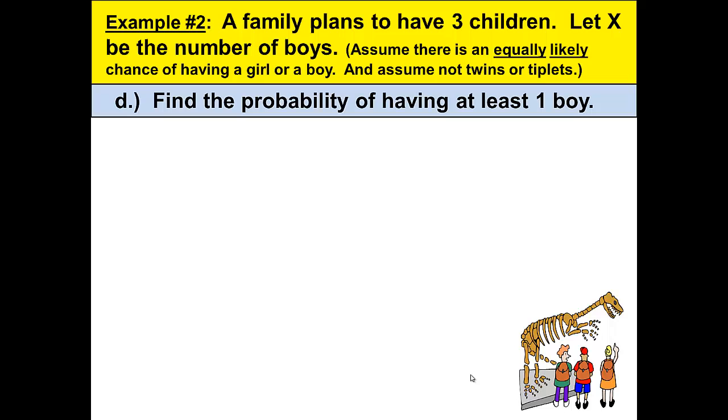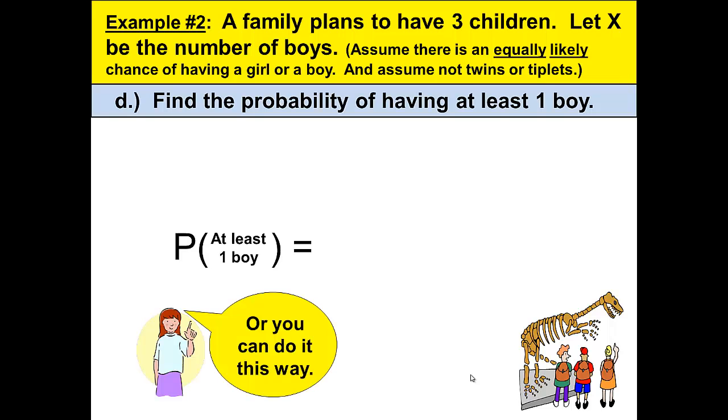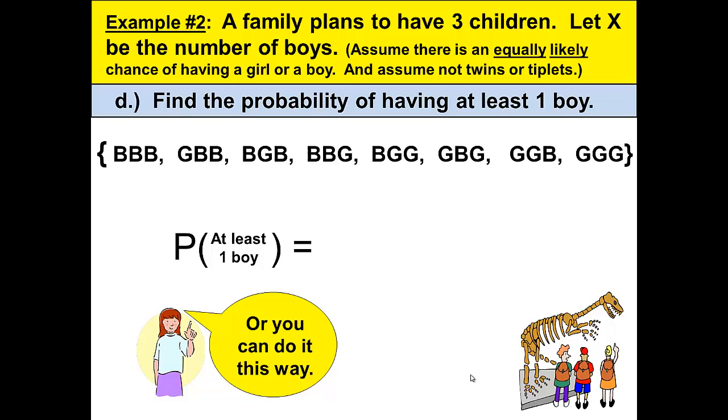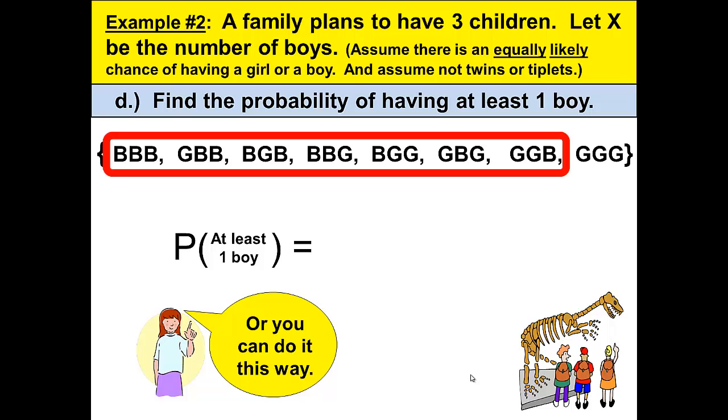Okay? We could also do that using the sample space. At least one boy. Which of these have at least one boy? Well, if we look at it, we have at least one boy in all of the groupings except the last. How many will that give us? 1, 2, 3, 4, 5, 6, 7 of the 8 in the sample space, which gives us 7/8 or 0.875.